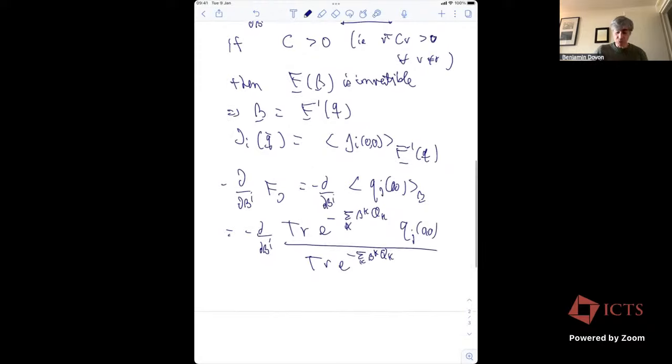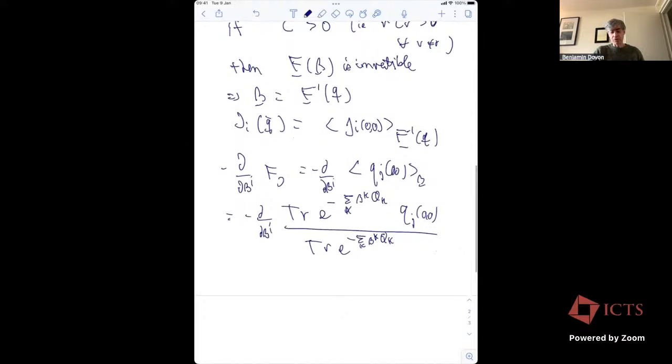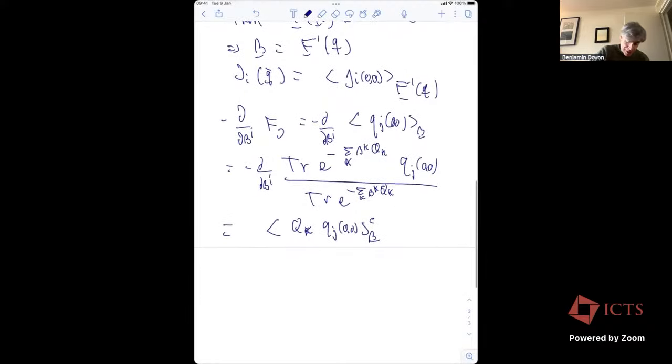Okay, so I need to do this derivative, and this derivative I know how to do. I differentiate numerator and denominator. I bring down qk, the total charge. The minus kind of goes away. So this is now the average qk qj at 0, 0 connected in the state beta. In other words, if I write explicitly, this is integration over x of the two-point function qk of x times qj at 0, 0 connected in beta. So this is a total x integral of a two-point correlation function.